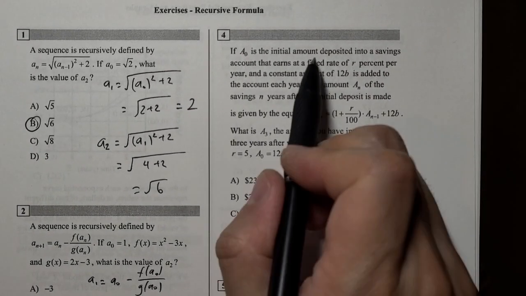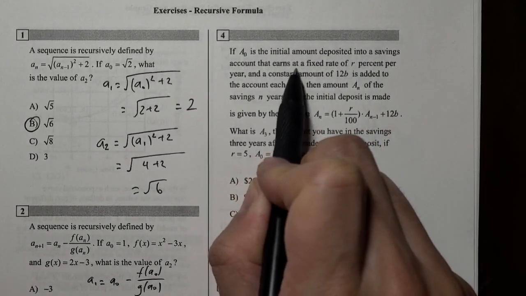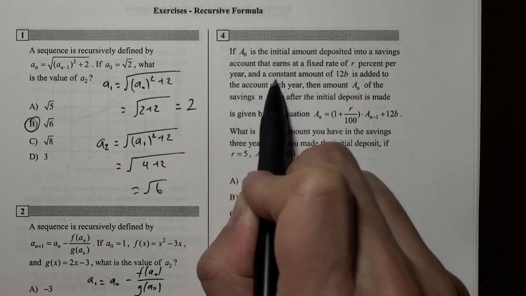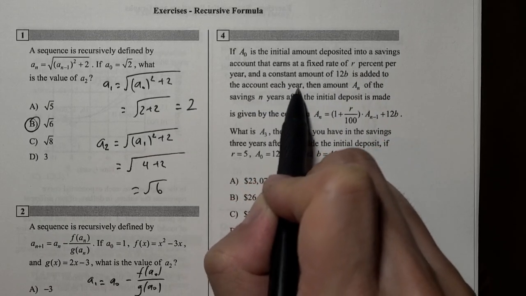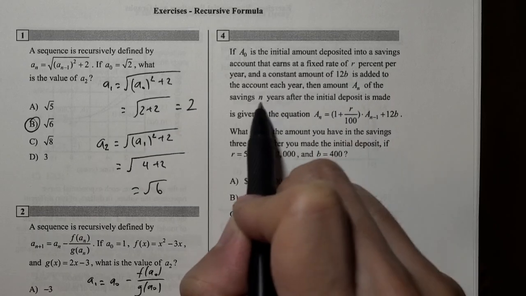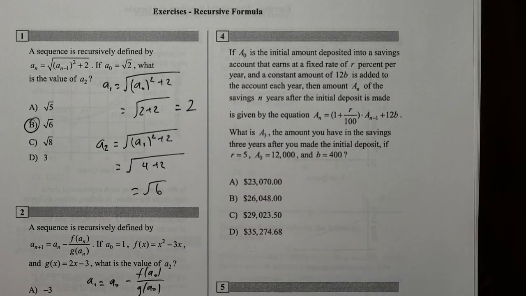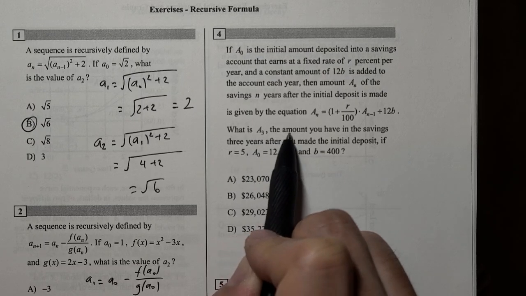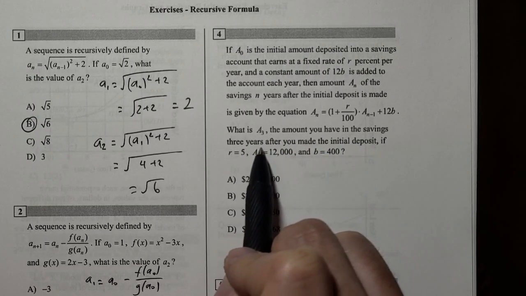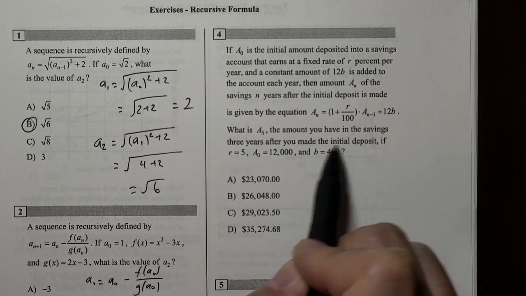A sub 0 is the initial amount deposited into a savings account that earns a fixed rate of R% per year, and a constant amount of 12B is added to the account each year. Then the amount A sub n of the savings n years after the initial deposit is made is given by this equation. What is A sub 3? The amount you have in the savings 3 years after you made the initial deposit, if blah, blah, blah, blah, blah.